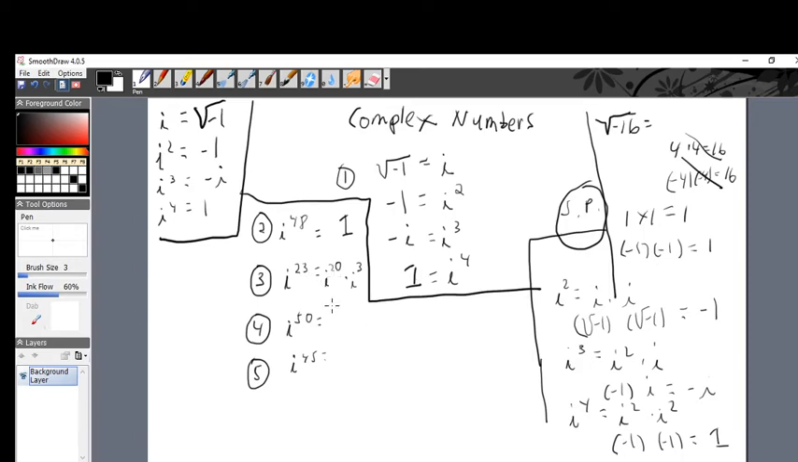How much is i to the 20? I know for sure it's 1. So what is i to the 23rd? It's 1 times i to the 3. 1 times i to the 3, we know what i to the 3 is. It's negative i. So the answer to problem number 3 is negative i. Let me repeat that.